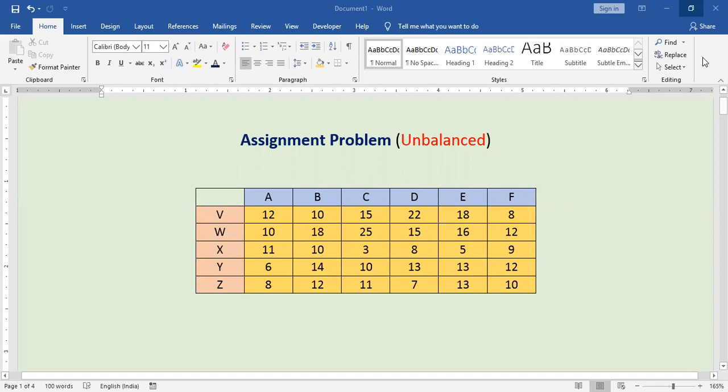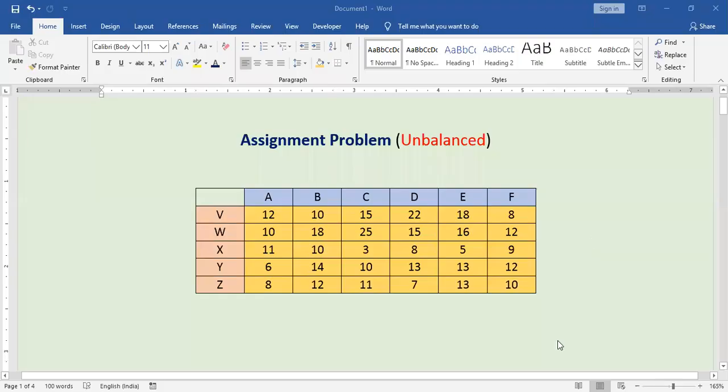Now, what exactly is this problem? We have six cities A, B, C, D, E, and F. And on the other side, there are also five cities V, W, X, Y, Z. In these five cities, we have one extra truck for transportation. And if we're talking about A, B, C, D, E, F, there is one deficient truck.